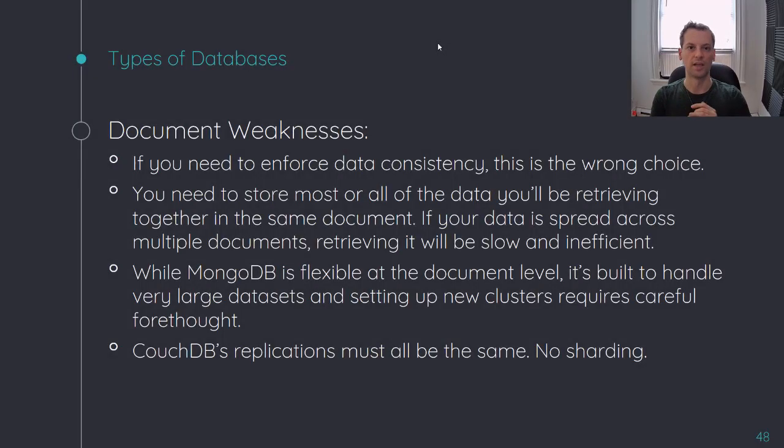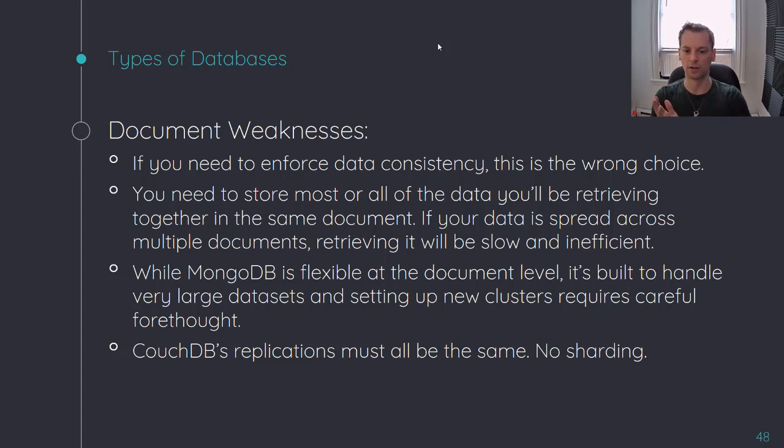Document weaknesses. If you need to enforce data consistency, this is the wrong choice. Document databases will basically accept any old value that you shove in there. So if that's going to cause problems for you in the long run, you're going to need to do a lot of cleaning of your data as it goes into your database. You need to store most or all of your data you'll be retrieving together in the same document. If you are finding yourself doing a lot of queries with data spread across multiple documents, it's going to be pretty slow and inefficient, and you probably want to be using another technology.